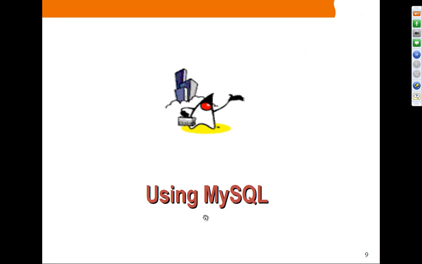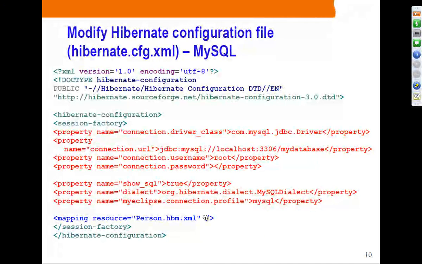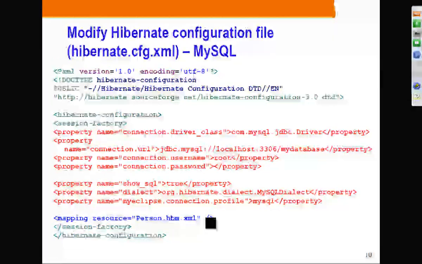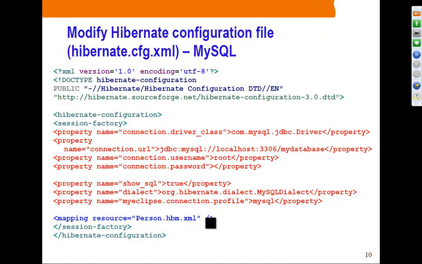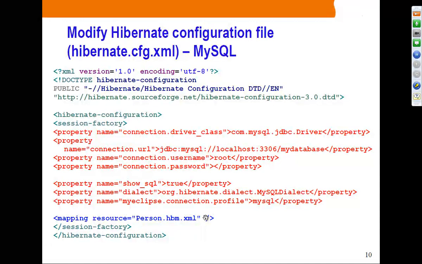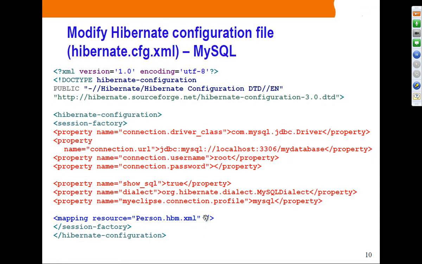So the next topic is using MySQL. Basically, you are going to change a few files in order to use MySQL instead of Java DB. The first file you are going to change, obviously, is the Hibernate configuration file. Here you are going to specify the MySQL-specific connection information. So this is the client driver, and this is the URL, username and password.